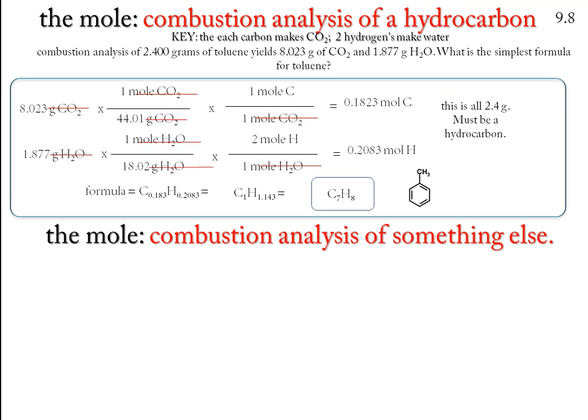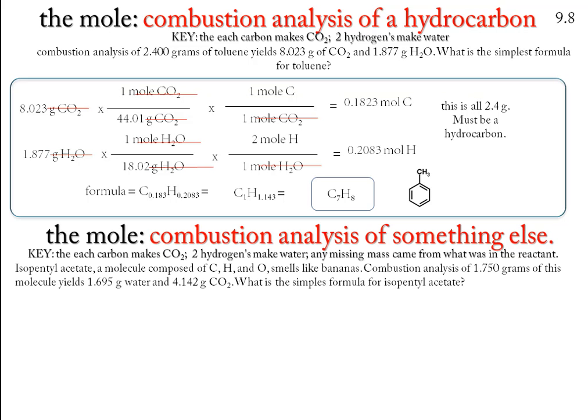In the second problem, there's a third element present: carbon, hydrogen, something else. Ethanol, for example, contains carbon, hydrogen, and oxygen. Here's the problem. Isopentyl acetate is composed of carbon, hydrogen, and oxygen. It smells like bananas. Combustion analysis yields that much water and that much carbon dioxide. What's the simplest formula for it?